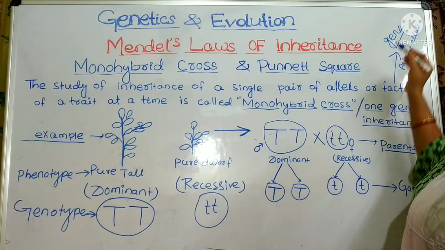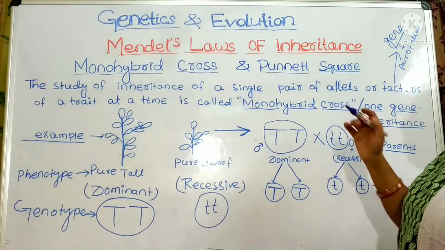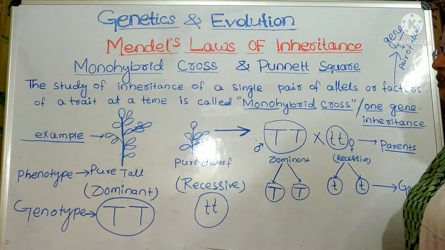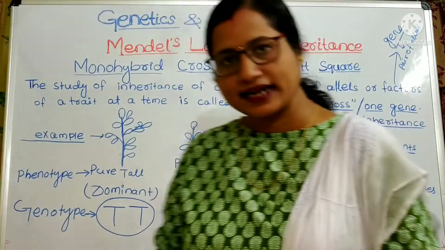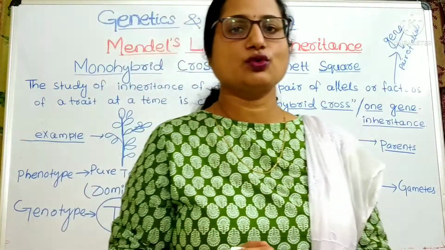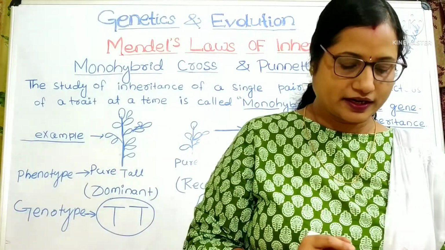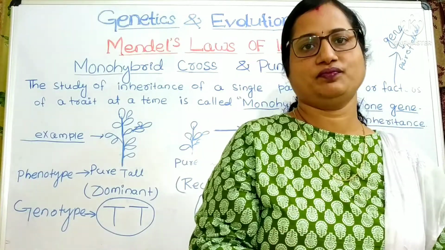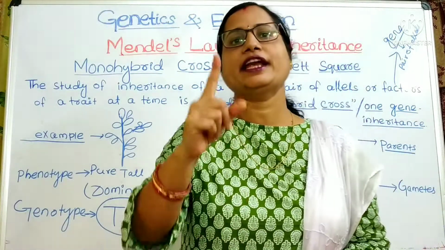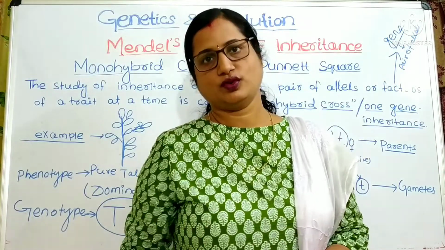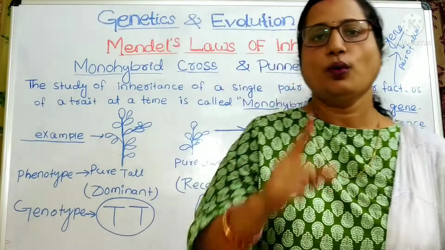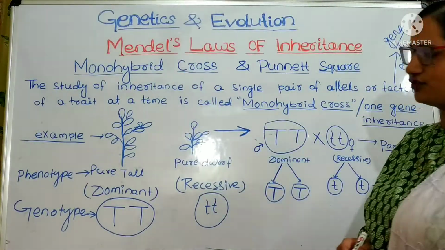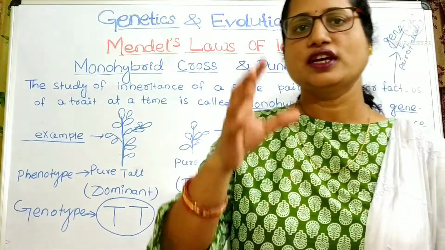So the inheritance of a single pair of alleles or factor of a trait at a time is known as monohybrid cross. Mono means single, hybrid means a heterozygous form or heterozygous character.